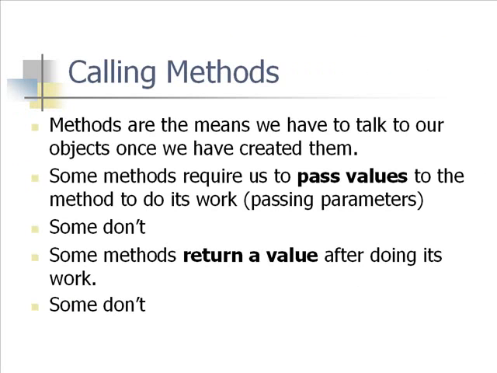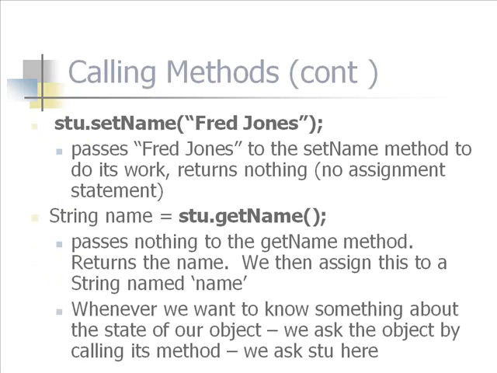Methods are how we're going to talk to our object, so these are really critical. Sometimes we have to pass to the method some values. They're called parameters. Some methods don't require anything to be passed to them. Some methods return a value after doing what they do, and some don't. Here's a couple of examples.